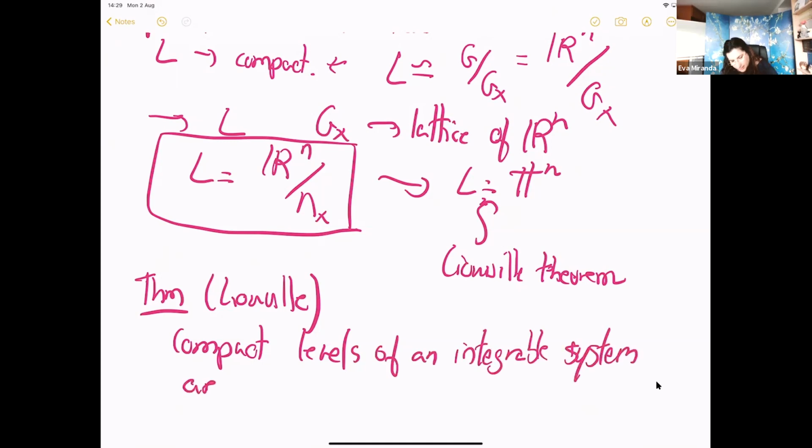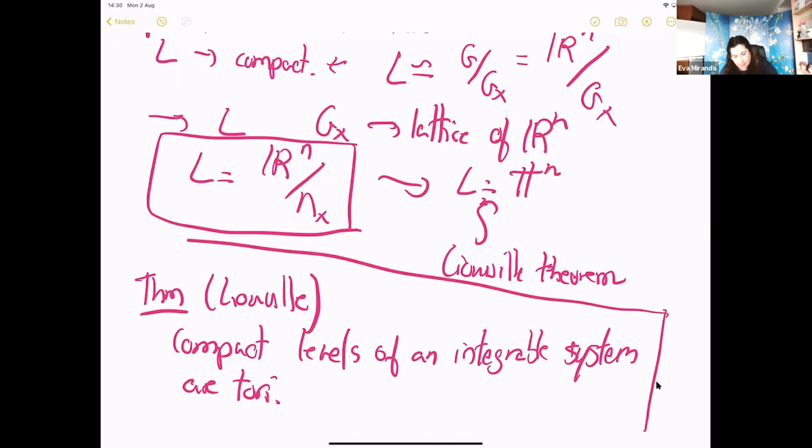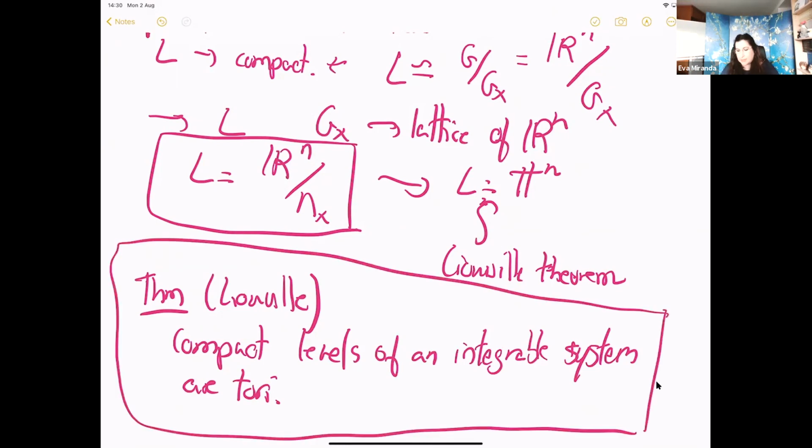are tori. Indeed, this is called the Liouville theorem, but Liouville didn't prove this. Liouville proved that there exist invariant submanifolds. He didn't prove that they are tori. But you can prove that they are tori by using this Duistermaat trick.